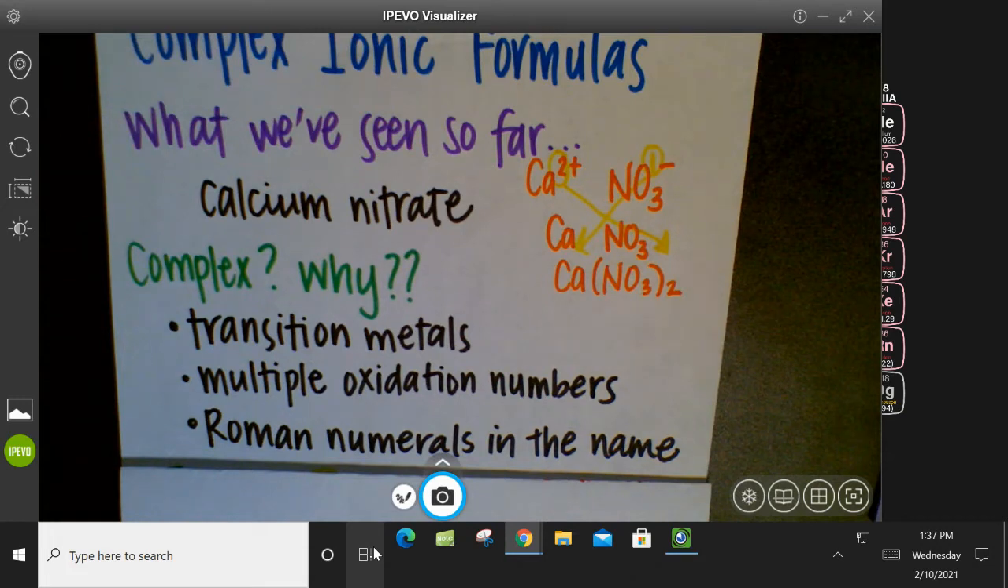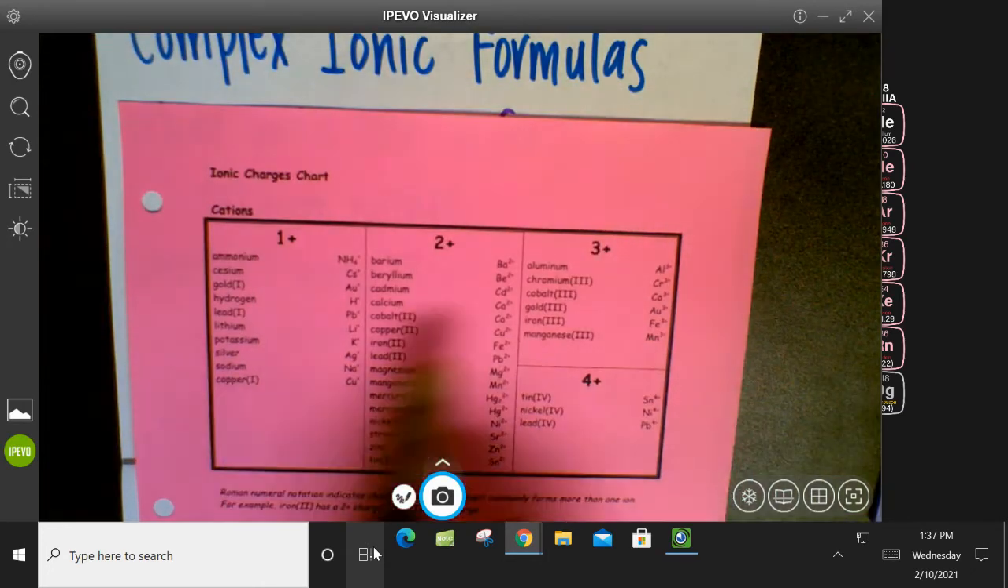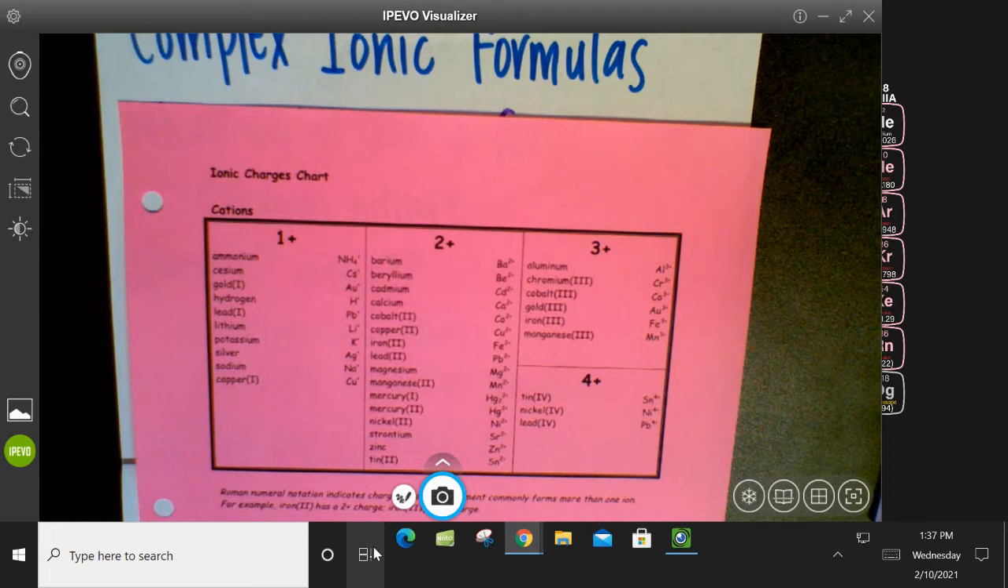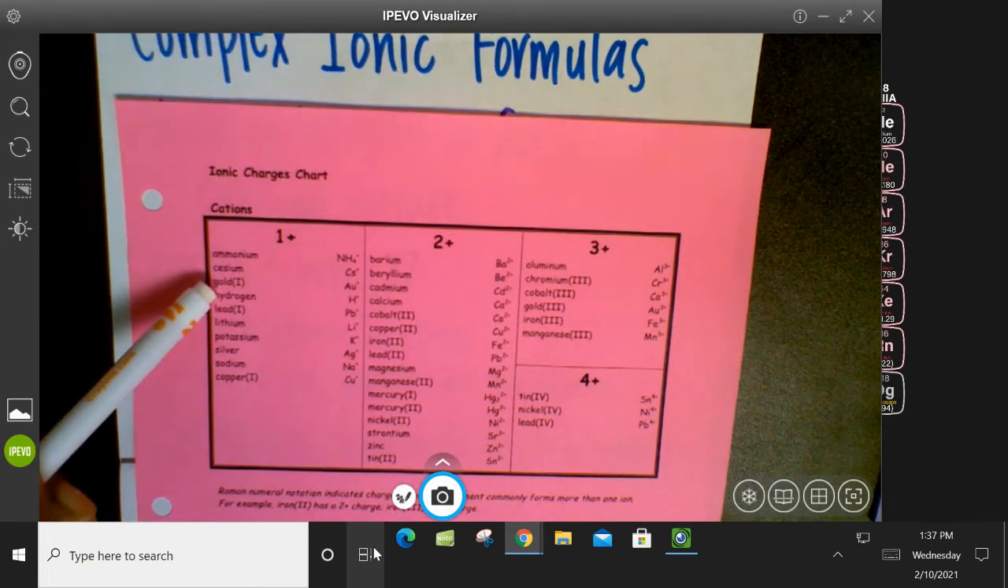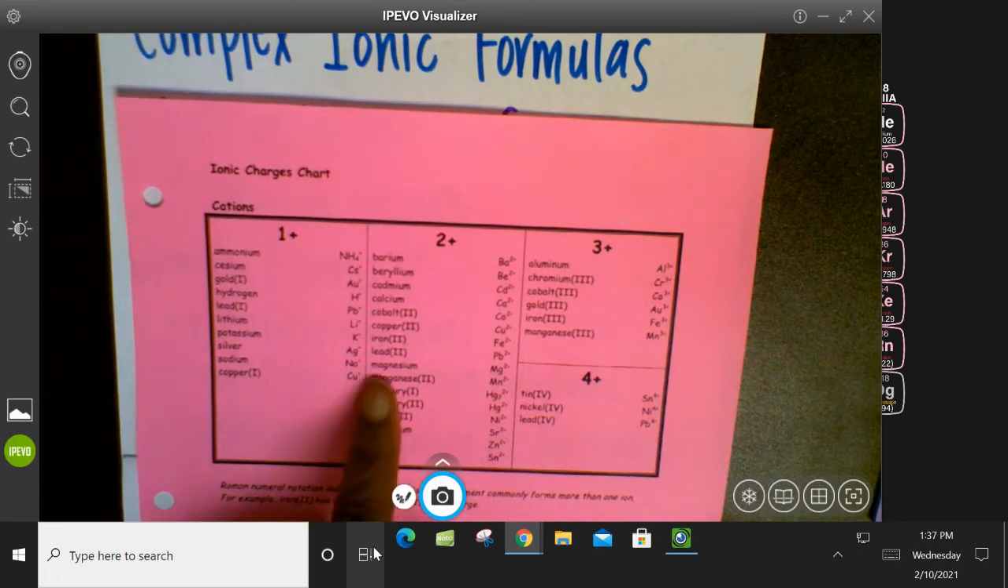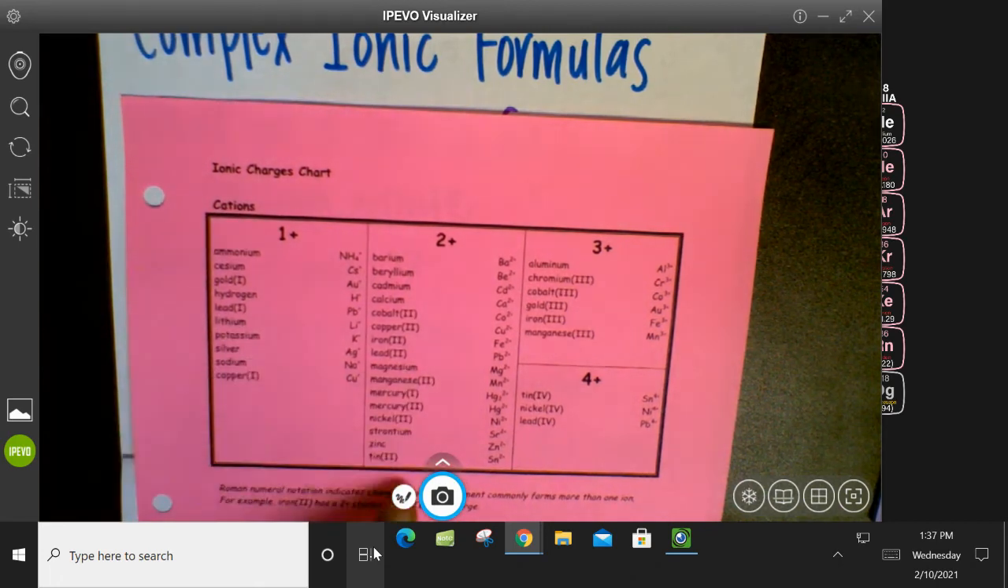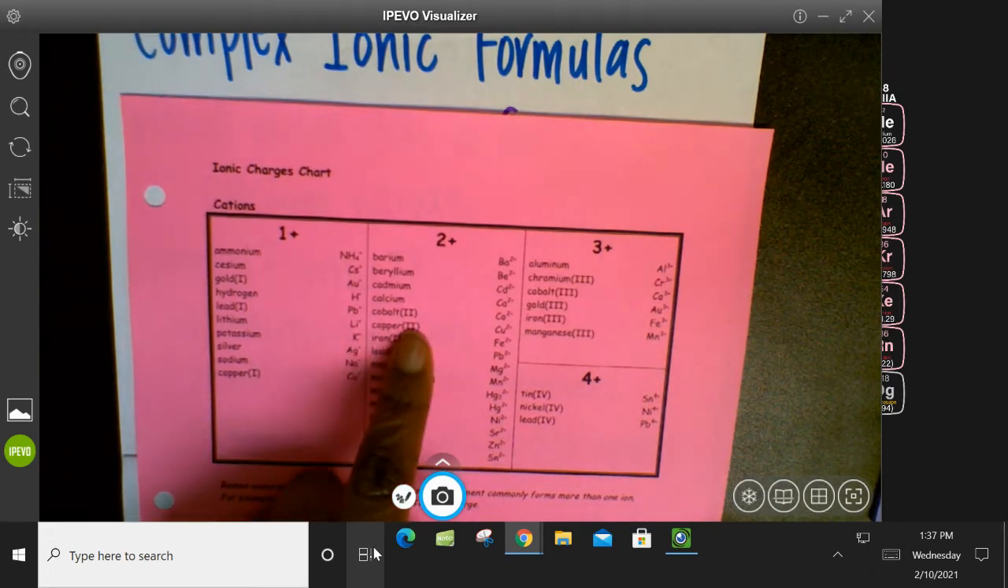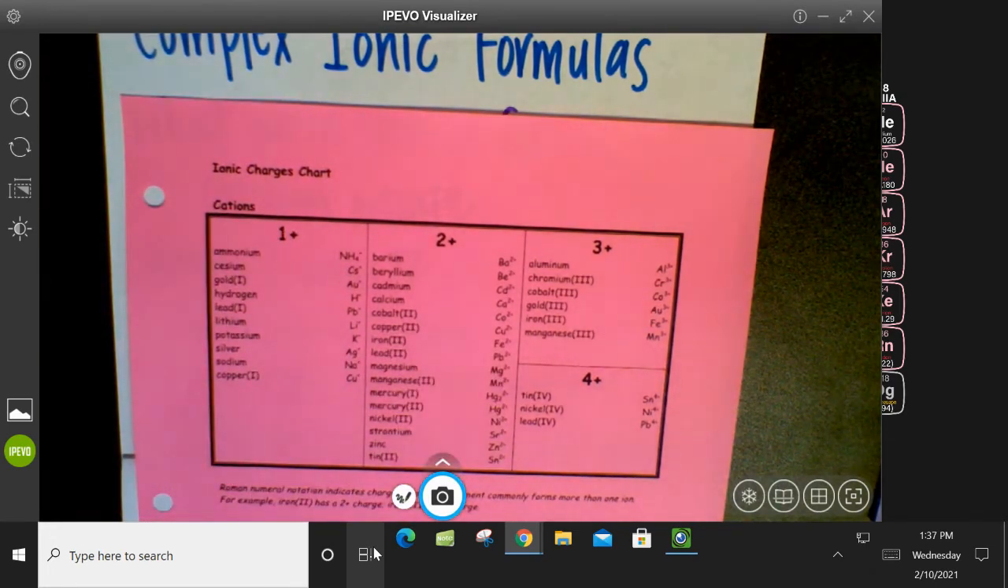We put Roman numerals in the name. And so that's the only thing that's different from what you did previously. Okay, we have Roman numerals in the name. Take a look at your pink sheet. And take a look at your positive ions at the top. Let's look at column 1. Gold 1, copper 1, lead 1. Okay. And then you go over to the second column. You see lead 2. All right. And where's copper? Copper 2. Okay. So in your pink sheet, it's already been given to you this information.